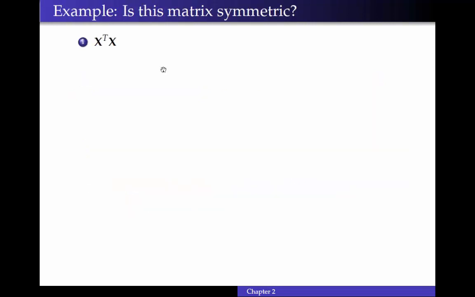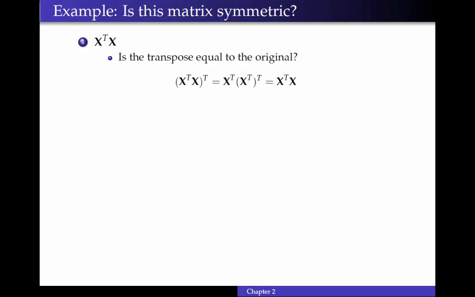So let's start with some matrices, and let's determine whether or not they're symmetric. You'll remember that a matrix is symmetric as long as the matrix is equal to its transpose. So that's what we want to ask ourselves: is the transpose equal to the original matrix? So let's take this whole matrix, X transpose X, and take the transpose of it.